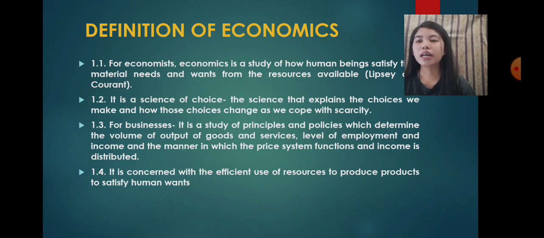Second, it is a science of choice, the science that explains the choices we make and how those choices change as we cope with scarcity. That was the second definition. And then the third definition is for businesses. Economics for businesses is a study of principles and policies which determine the volume of output of goods and services, level of employment, and income in the manner in which the price system functions and income is distributed.